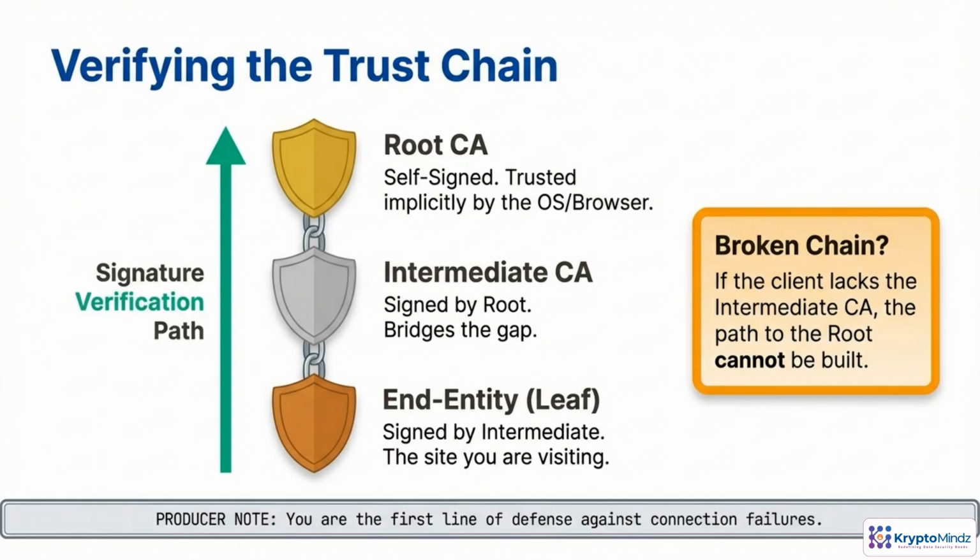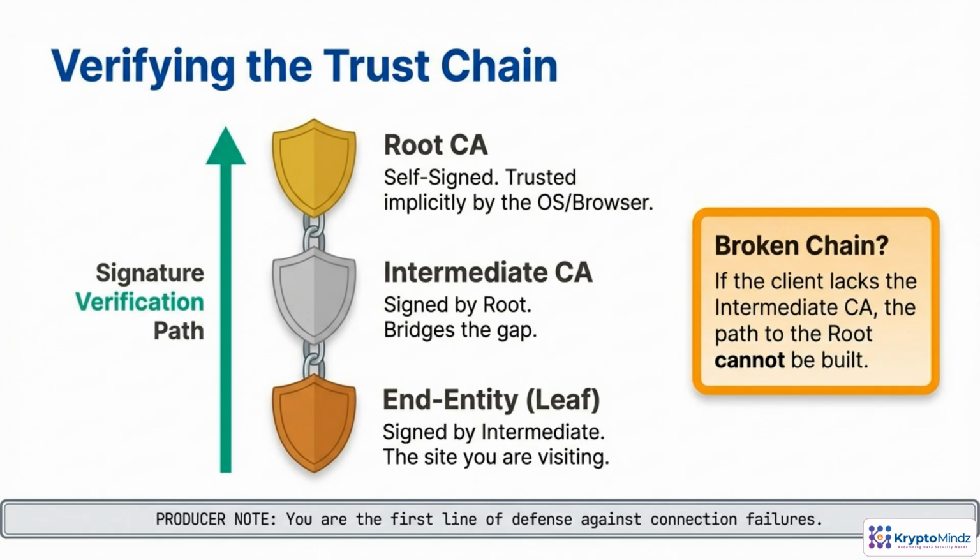When your browser connects to a secure site, it doesn't just trust the site's certificate blindly. It walks a trust chain step by step. At the top of that chain is a root certificate authority. Roots are self-signed and baked into your operating system or browser as inherently trusted identities. Below that are one or more intermediate CAs. Each intermediate is signed by a root and in turn is allowed to issue certificates for others.